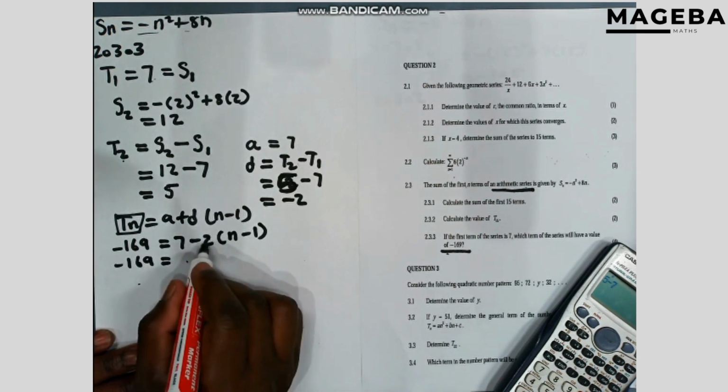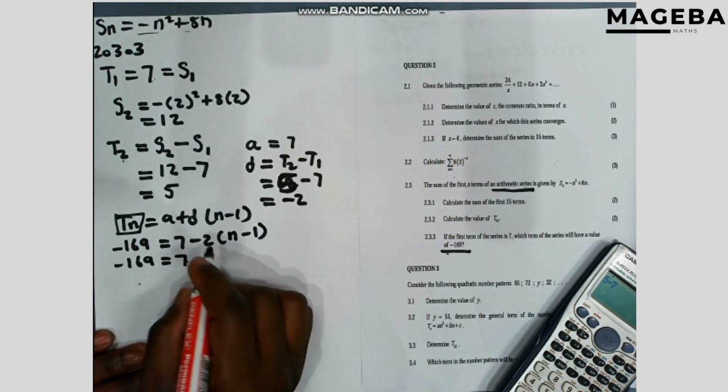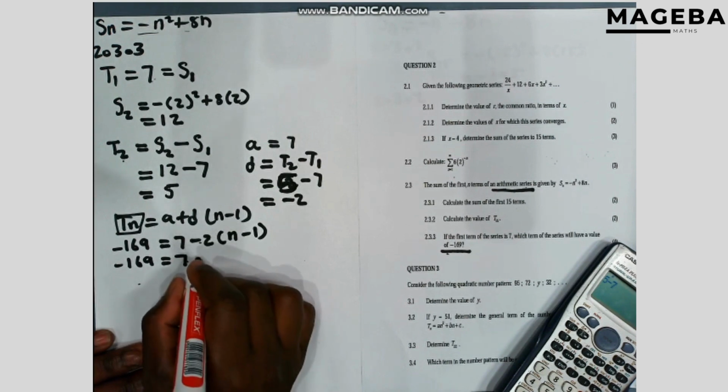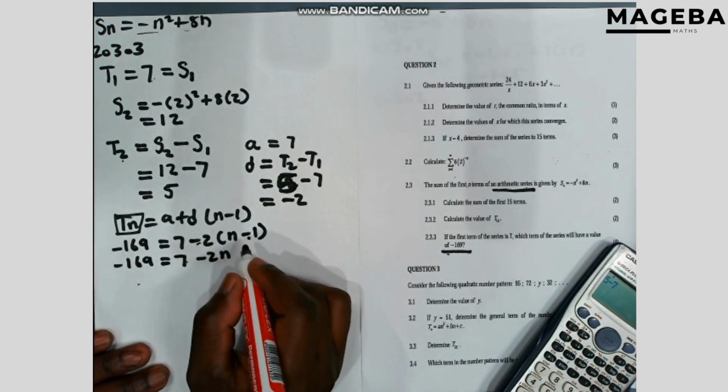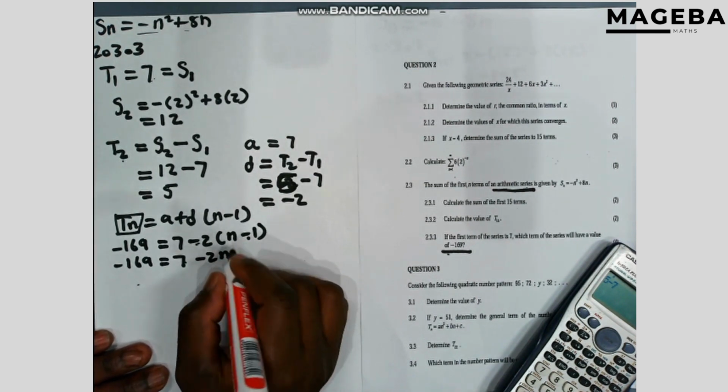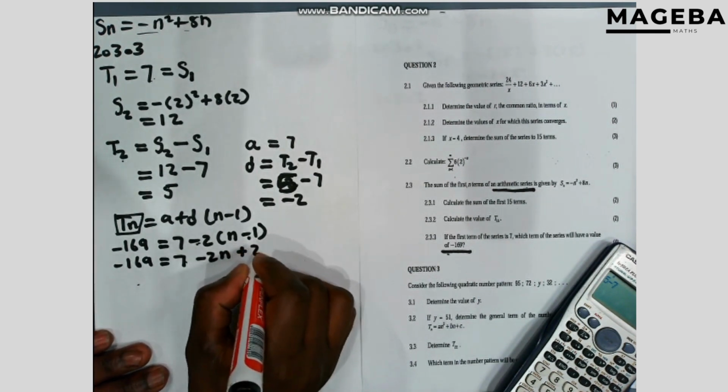Open this bracket by these two, so it's going to be 7. This times this is just negative 2n. Then negative 2 times negative 1: negative times negative is positive, so it's going to be positive 2.